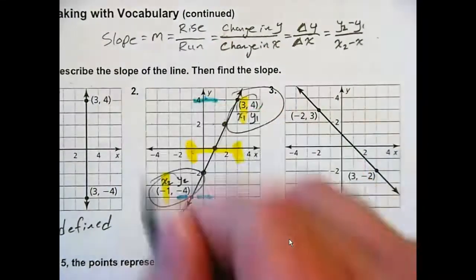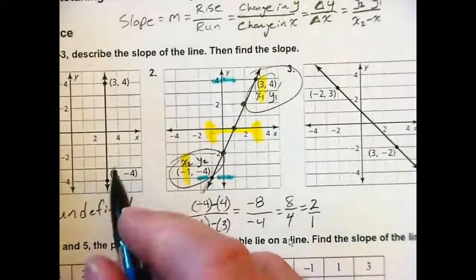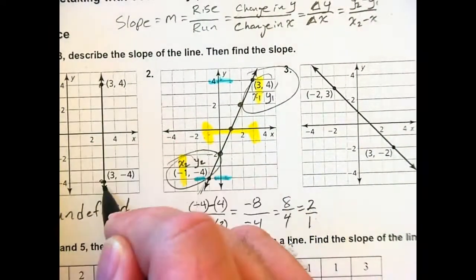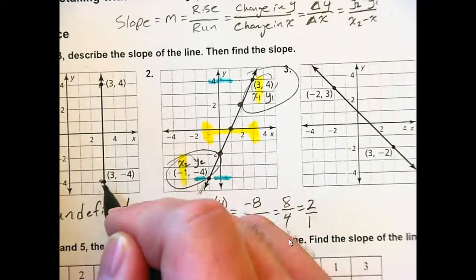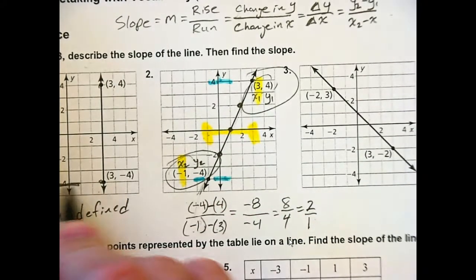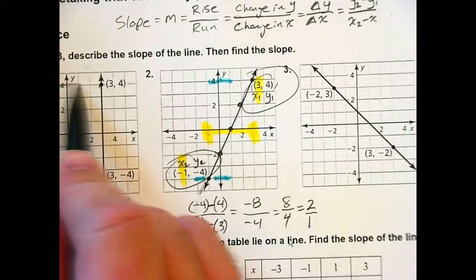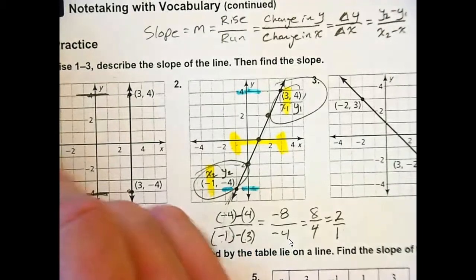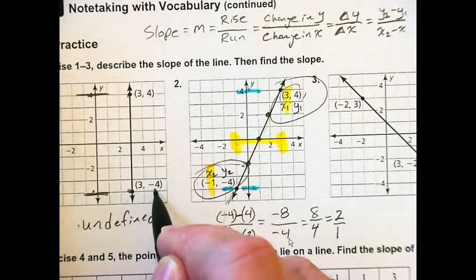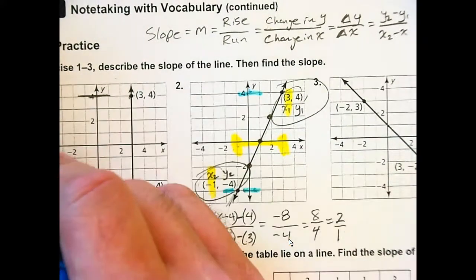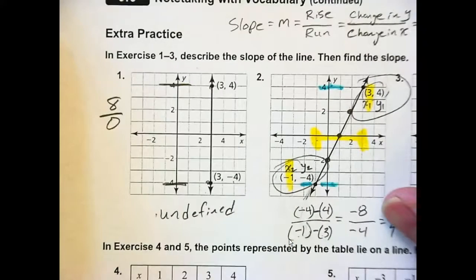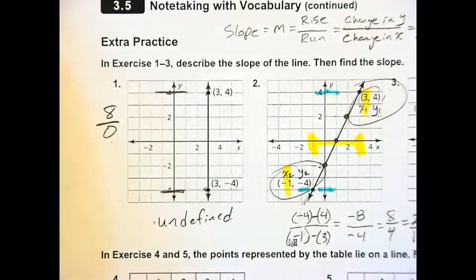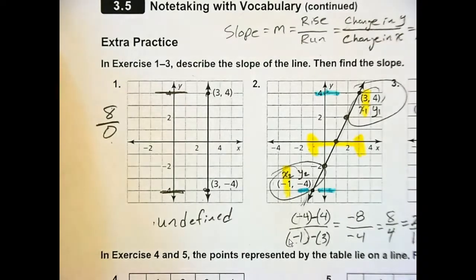Now, here's the deal. If I'm at this point and I go to this point, how much did I rise? Let's say I start at negative 4 and I go to 4. How much did I rise? 8. I rose 8. How much did I run? 0. I go from 3 to 3, I go 0. 8 by 0. You cannot divide by 0. It's undefined.